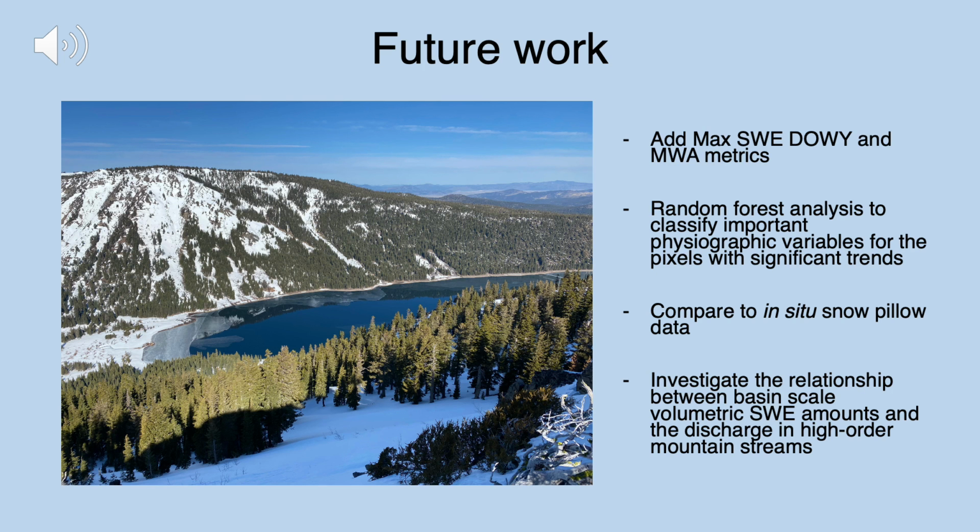There's a lot of future work we plan to do to complete this research project. First, we're going to add two new snowpack metrics: the maximum SWE day of water year, and also a metric called MWA, or midwinter ablation events. This metric is tracking how much melt occurs, or how much loss in SWE, throughout the accumulation season of a snow year. We then will do a random forest analysis to classify the important physiographic variables for pixels with significant trends, to see if there's any sort of relationship between type of forest and a significant trend, elevation, slope, aspect.